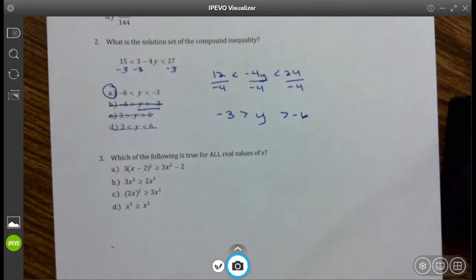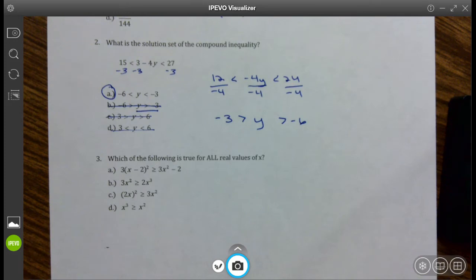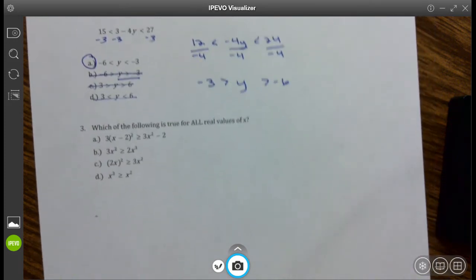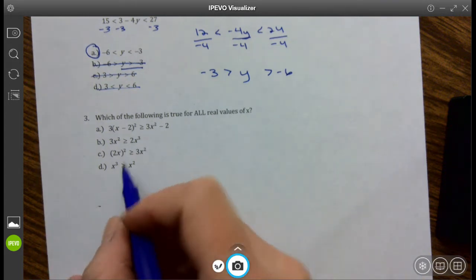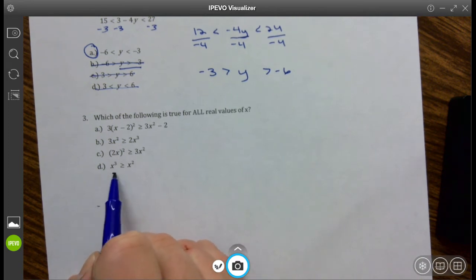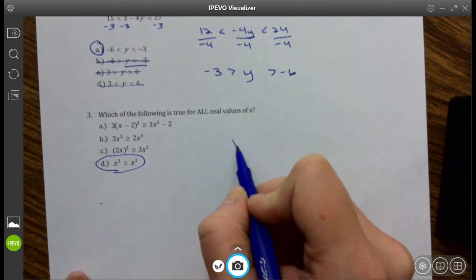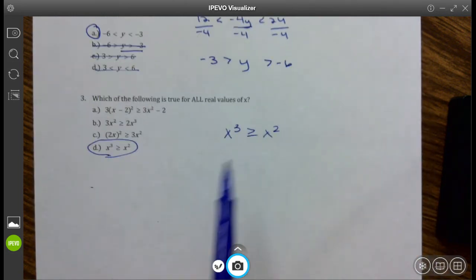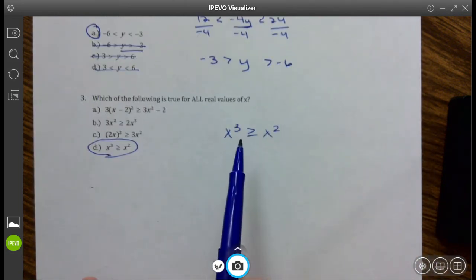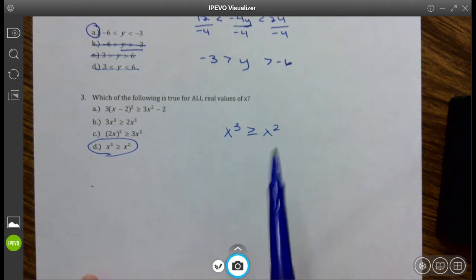Number 3, which of the following is true for all real values of x? So they're saying if I put a value in, any value in for x, which one will be true? I would try a positive number, a negative, and 0. 3 different situations. So let's start with the bottom. That's nice and clean and easy. X cubed is greater than or equal to x squared. I know this is already not true because if I cube a negative, it stays negative. If I cube a positive, it's positive.